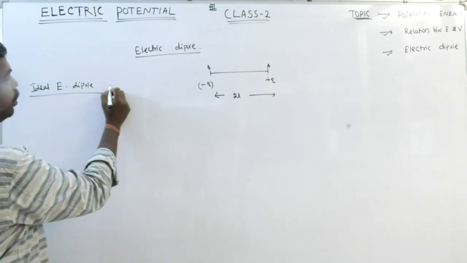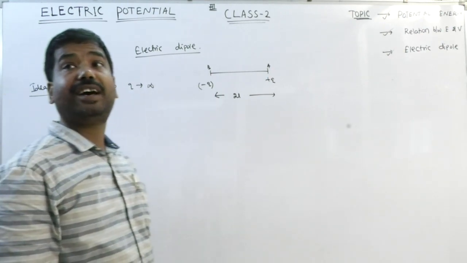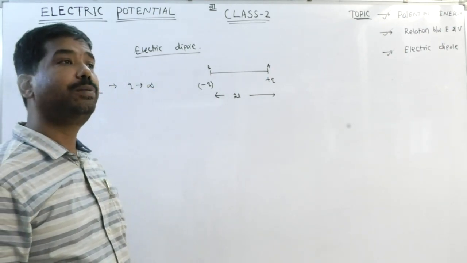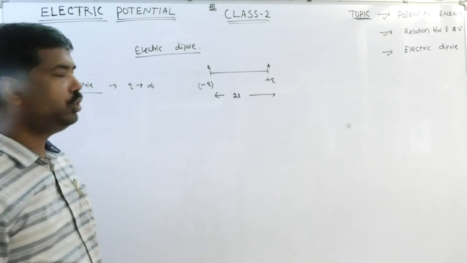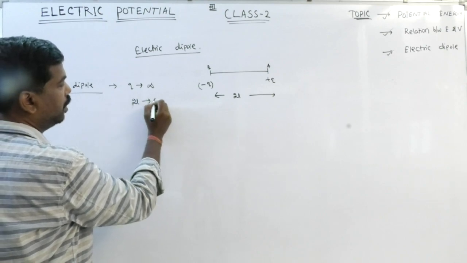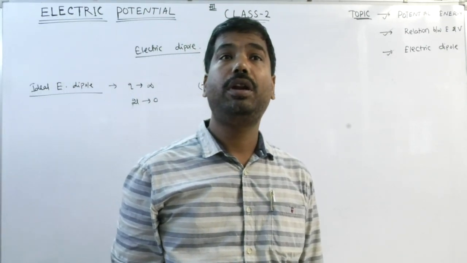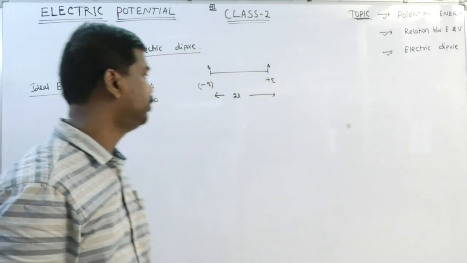Then we have also discussed the ideal electric dipole, and we concluded that for an ideal electric dipole, the magnitude of the charge tends to infinity, while the distance of separation tends to 0. Clear? So an ideal dipole is also called a point dipole or a short dipole.